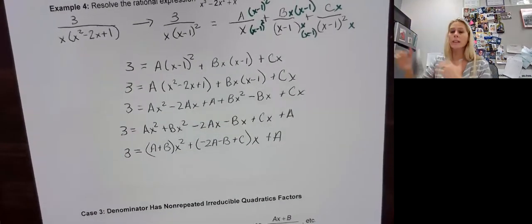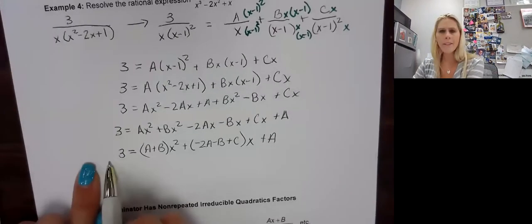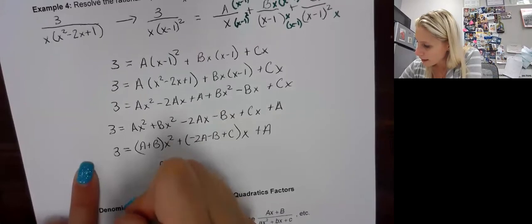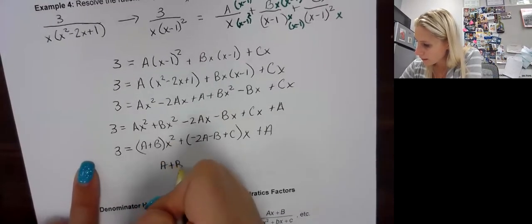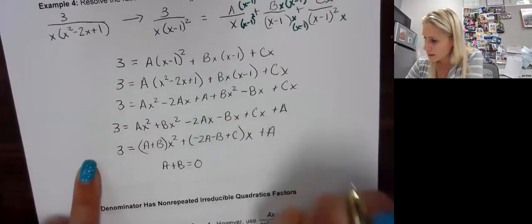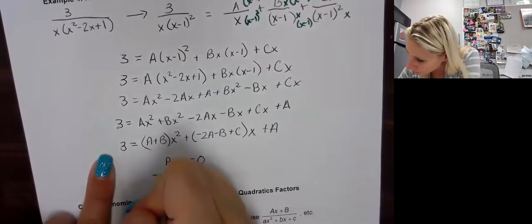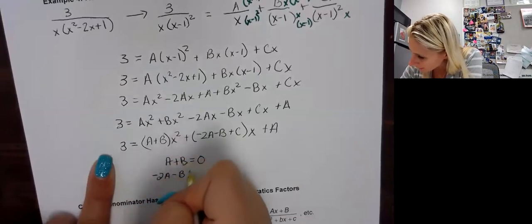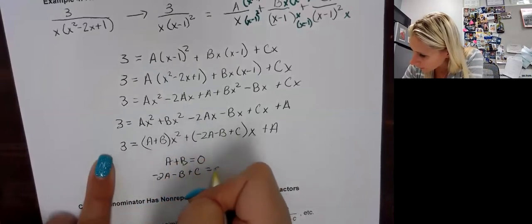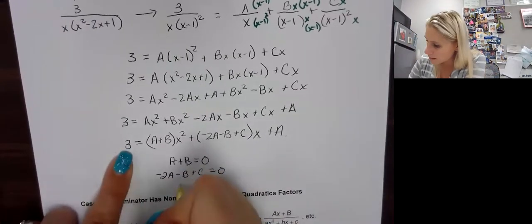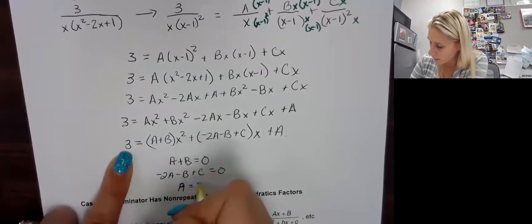So what are the things that we have going on? Well, do we have an x squared term here? No, we don't. So that means a plus b equals 0. Do we have an x term here? No, we don't. So negative 2a minus b plus c equals 0. But this is a constant. Lucky for us, that means a equals 3.